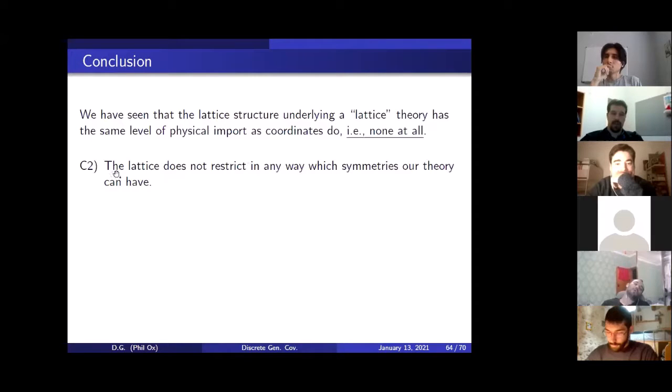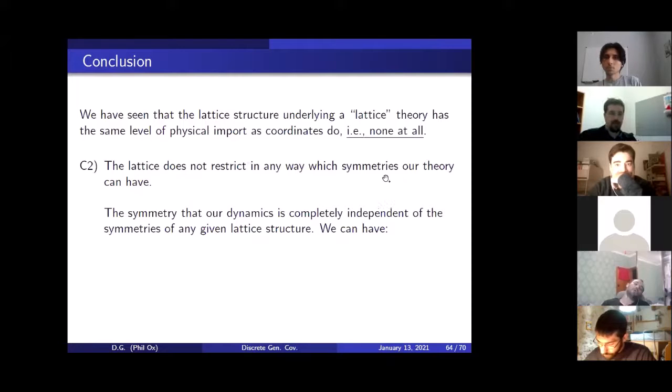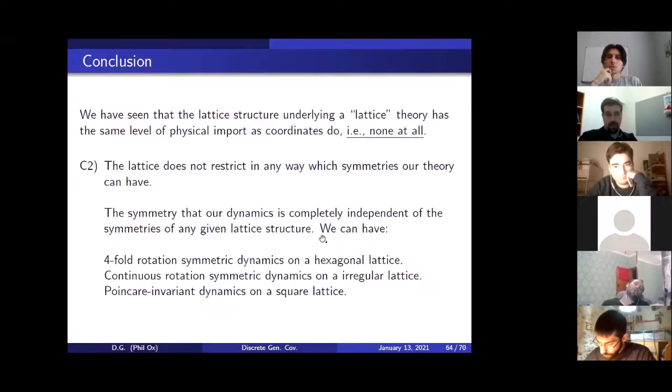And the second point is that the lattice doesn't restrict in any way the symmetries that our theory can have, right? The symmetries of our dynamics are completely independent of the symmetries of a given lattice structure. In particular, I've showed that we can have a fourfold rotation symmetry on a hexagonal lattice. We can have continuous rotation symmetry on an irregular lattice. We'd have Poincare invariant dynamics on a square lattice. Basically, any symmetry fits on any lattice. There's no reason that the lattice has to force your hand in terms of symmetry in one way or the other.